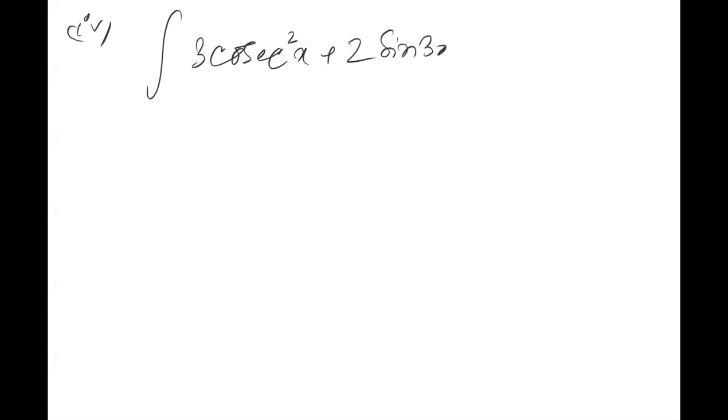Okay. So the fifth question in the first part is the integration of 3 cosec square x plus 2 sin 3x. You haven't done this type of question yet, and it is given in the assignment, so I am solving it. One thing I told you: the integration of cosec square x is minus cot x.